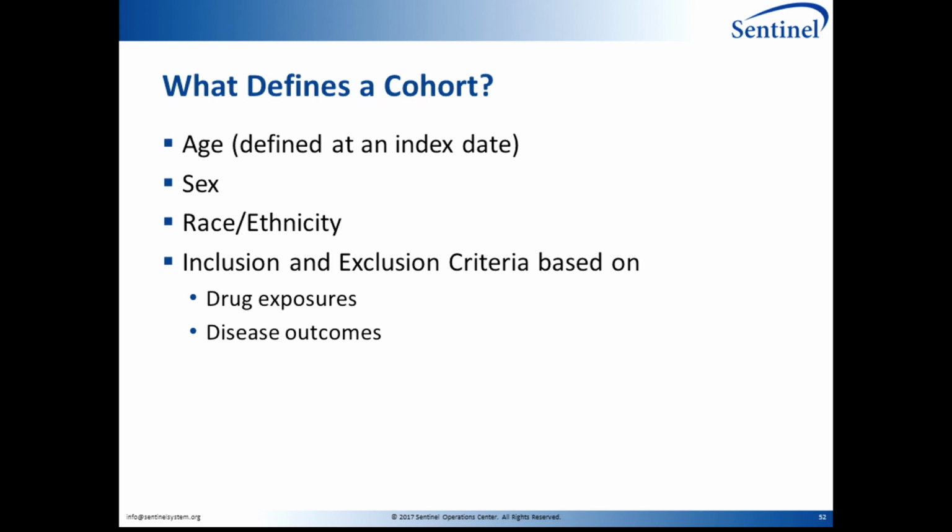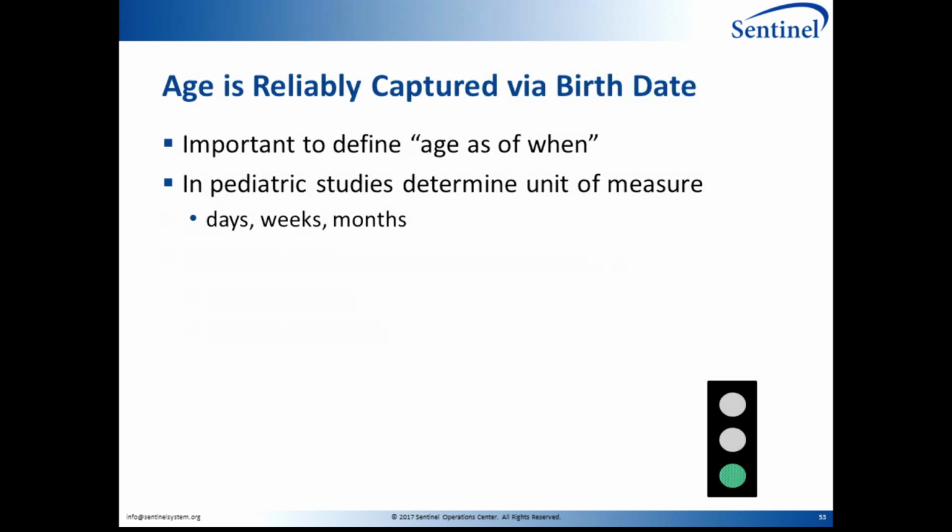So typically what defines a cohort: age, sex, race and ethnicity are all measured. And then of course, other inclusion and exclusion criteria that might be based on drug exposures and disease outcomes. So everything that I talk about inside the context of exposures and outcomes is also germane to the definition of what defines a cohort. But I can't put it all in one place. So bear with me this morning as we go through these concepts.